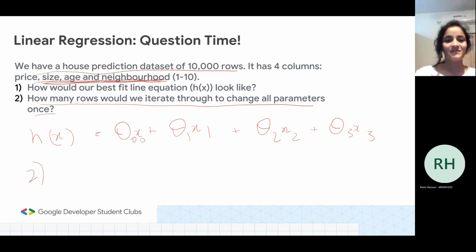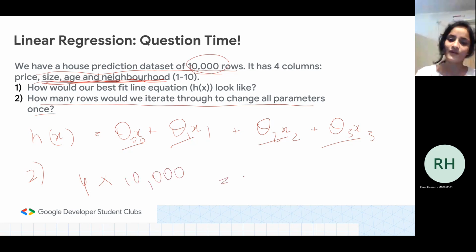So one change is going to take 10,000, and there are four thetas. So 4 times our size, which is 10,000, so it's 40,000. Right. Great. I didn't actually think anyone could answer so quickly because it's so complicated. Great job. Okay. So as you can see, so many iterations, right?